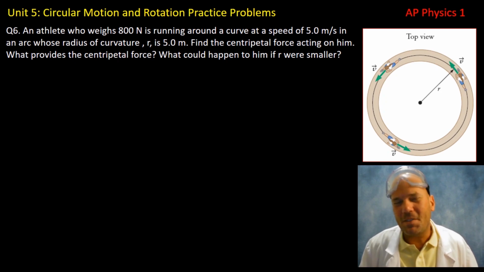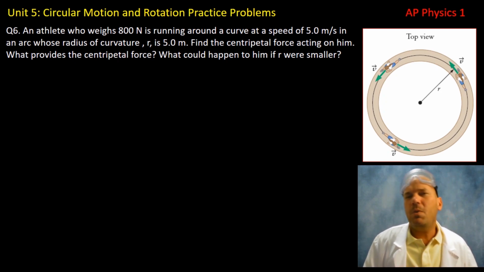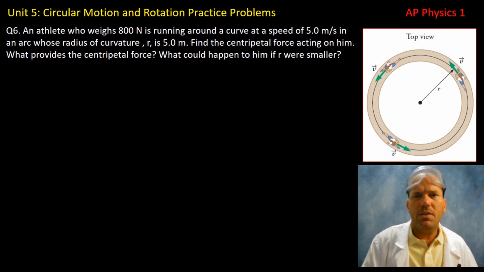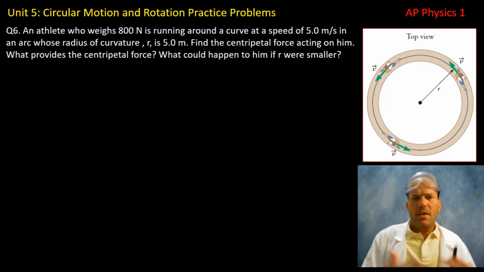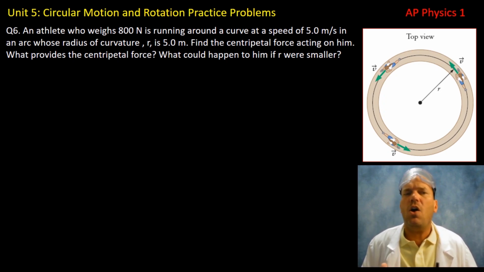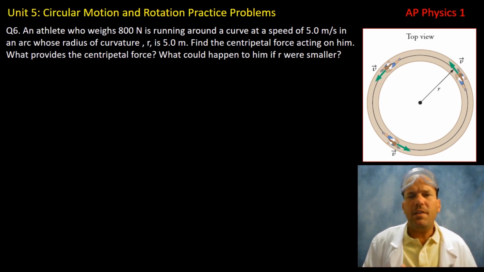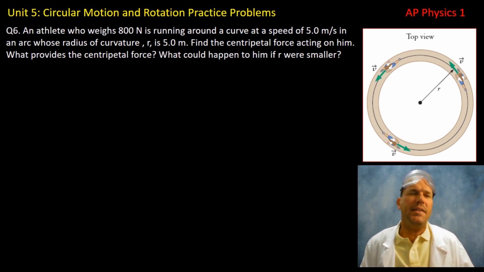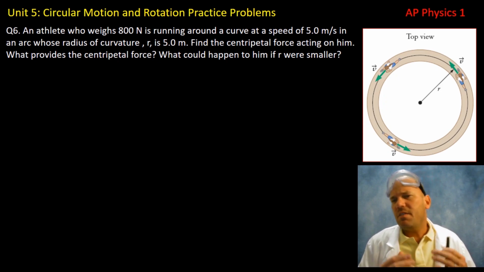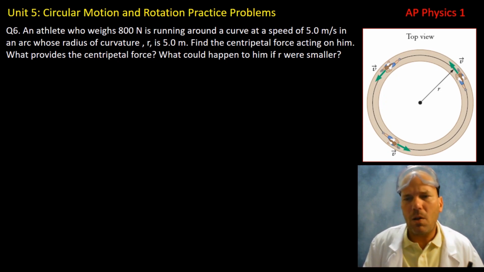Moving on to question 6, an athlete who weighs 80 newtons, so that is the weight, mass times the acceleration due to gravity, is running around a curve at a speed of 5 meters per second in an arc with radius of curvature 5 meters. Find the centripetal force acting on him. What provides the centripetal force? What could happen to him if R were smaller?